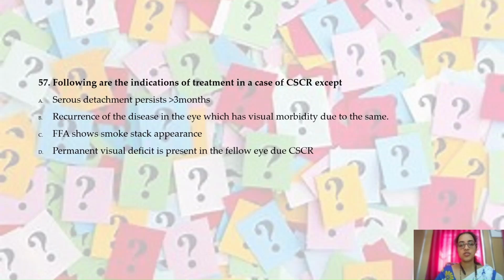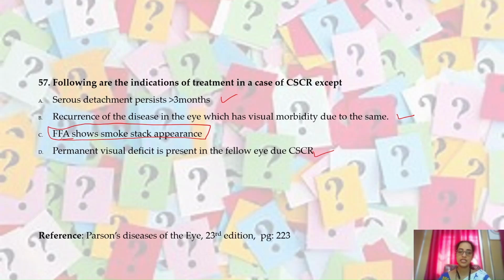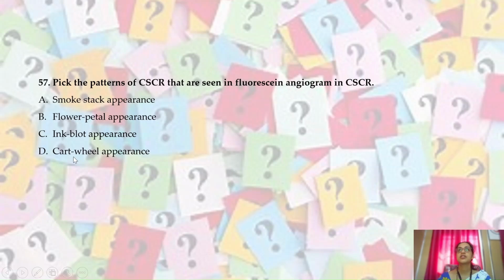Following are the indications of treatment in a case of CSCR: serous detachment persisting more than 3 months, recurrence of the disease in an eye which has visual morbidity due to the same, FFA showing smokestack appearance, and permanent visual deficit in the fellow eye. So all these are indications to treat. Okay, actually smokestack appearance is not an indication to treat, because it may be routinely seen in FFA, and FFA is not routinely performed in cases of CSCR.